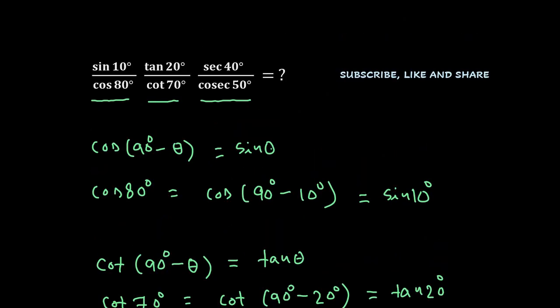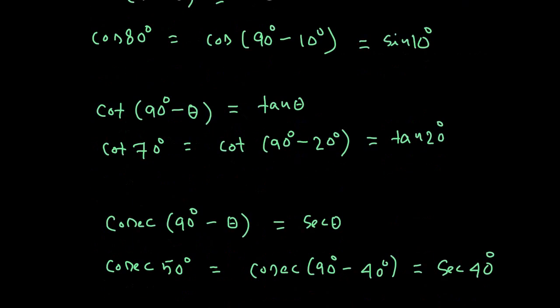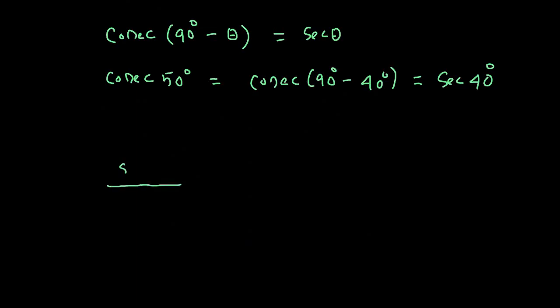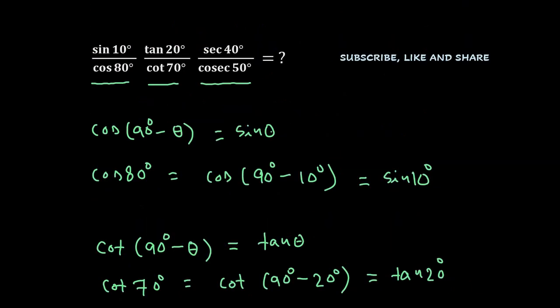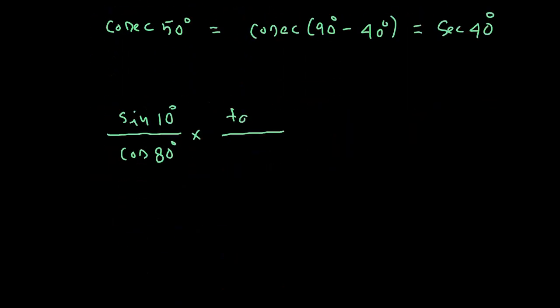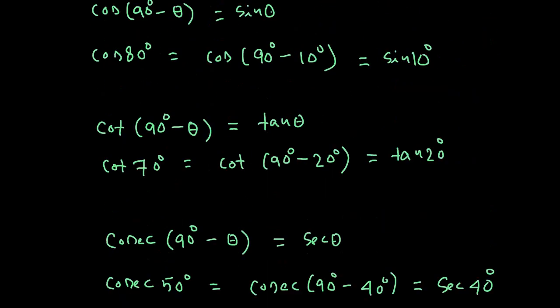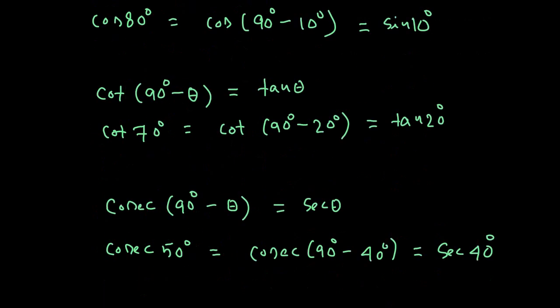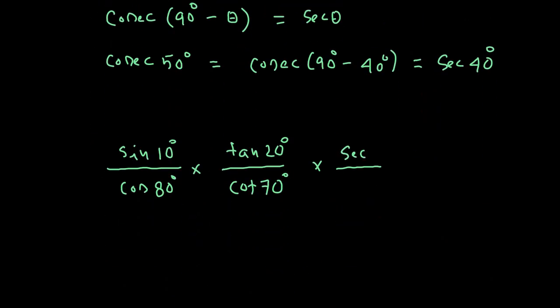So the given expression is sin 10 degree by cos 80 degree times tan 20 degree by cot 70 degree times sec 40 degree by cosec 50 degree.